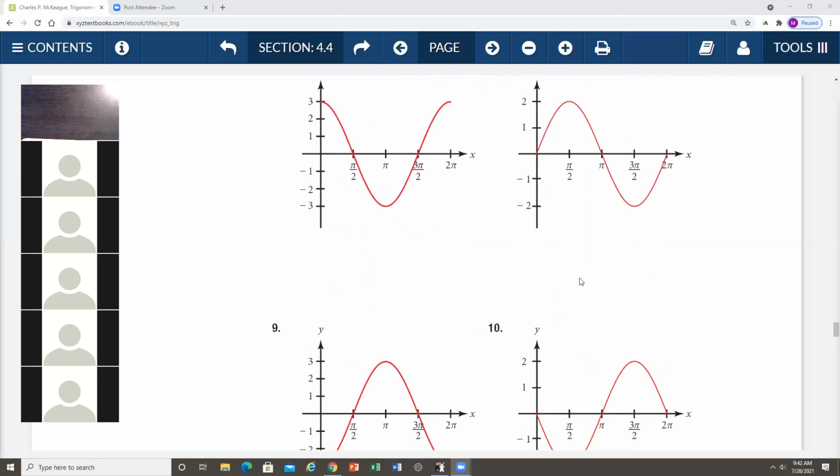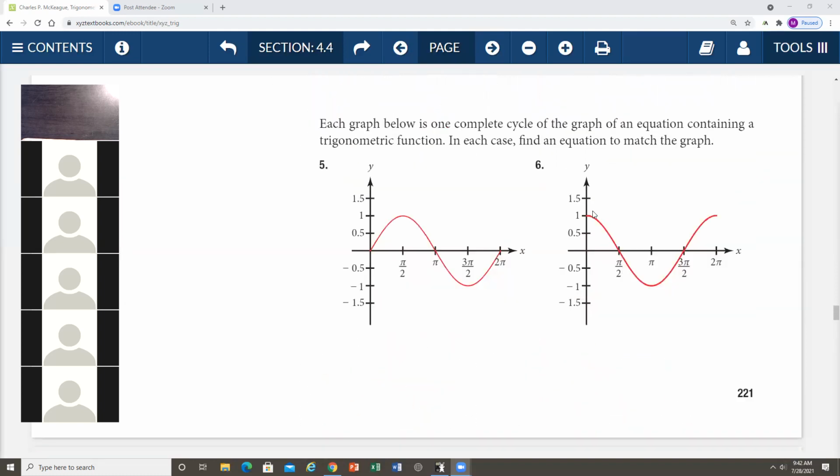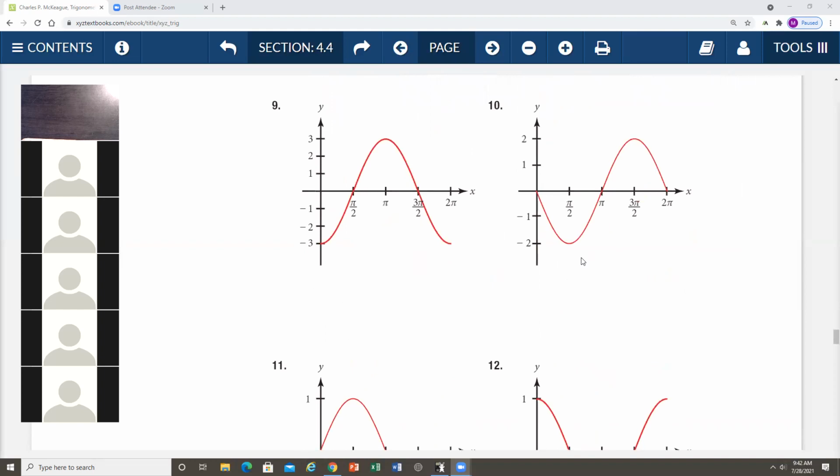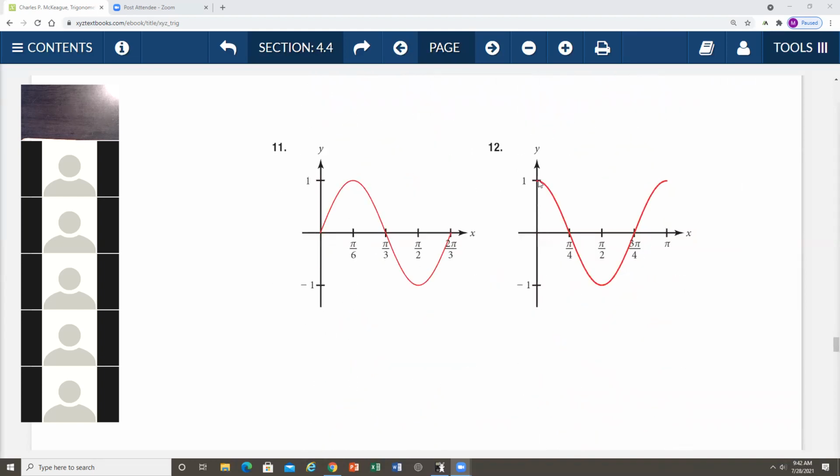The graph has also not experienced any reflection about the x-axis, because notice at x equals 0, the graph starts high and goes down towards its low value. Same thing with number 12. It starts out high at x equals 0 and goes down towards its low value. So knowing all this information, we can start to derive what A, B, C, and K must be.